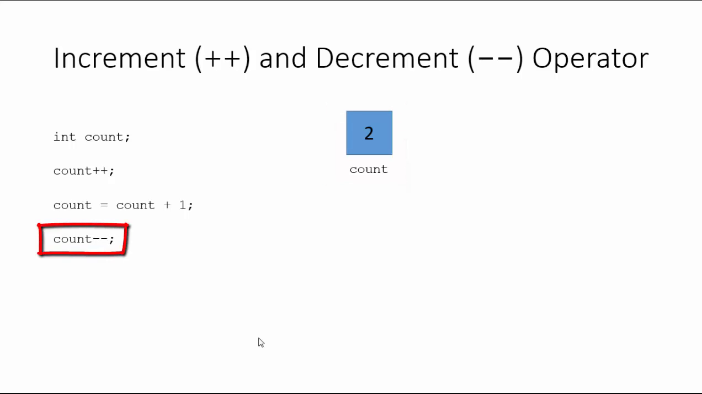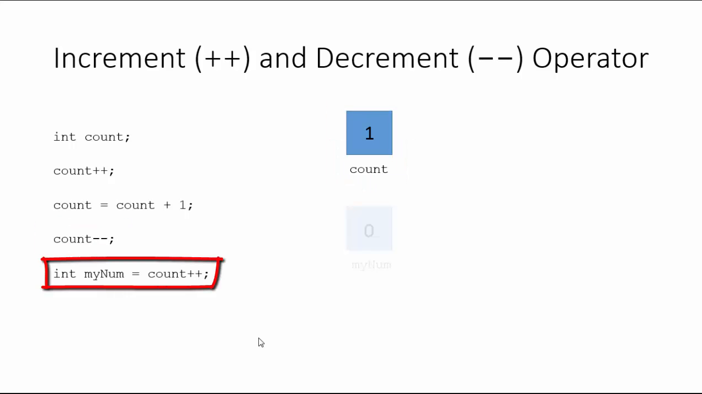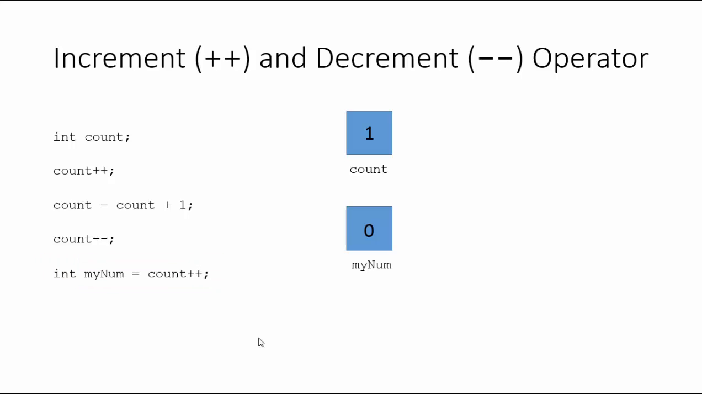This statement decrements the value of count by 1. Count now contains the value 1. This statement creates an int variable mynum with a default value of 0. And then be careful when you evaluate the expression on the right. How this expression will be evaluated is the contents of count will be first placed into mynum and then count will be incremented. Count contains 1, so that value is assigned to mynum and then count is incremented. After this statement is executed, count contains 2 and mynum contains 1.